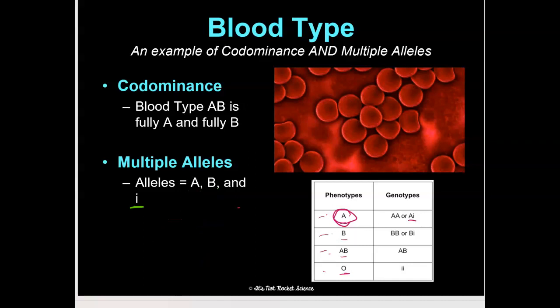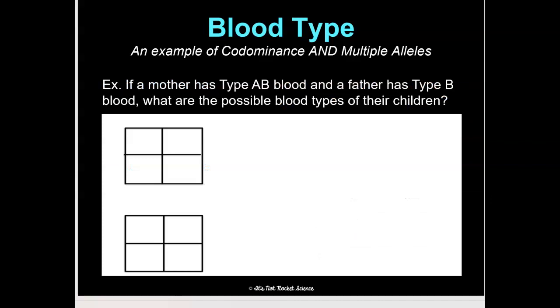So let's go ahead and do a practice problem with blood type. So if I have a mother that has type AB blood and a father that has type B, well, for mom, it's super easy because she's going to be able to give either an A allele or a B allele. So she can give an A or a B. Dad being type B, though, we don't know if he's homozygous for B or if he has a B allele and an O allele. So that is why I have two Punnett squares here.